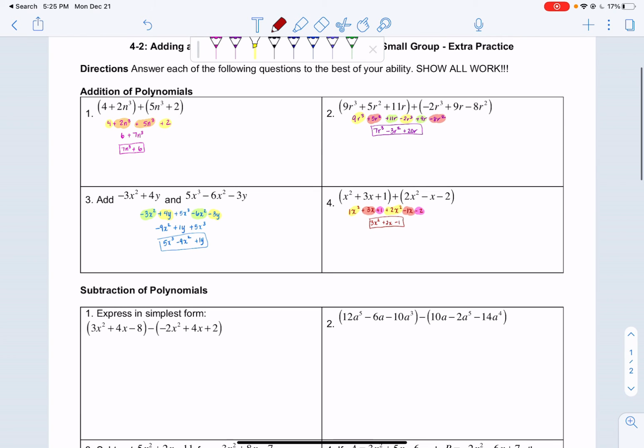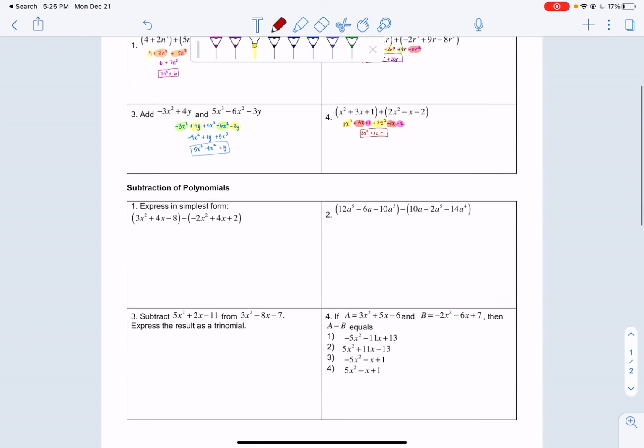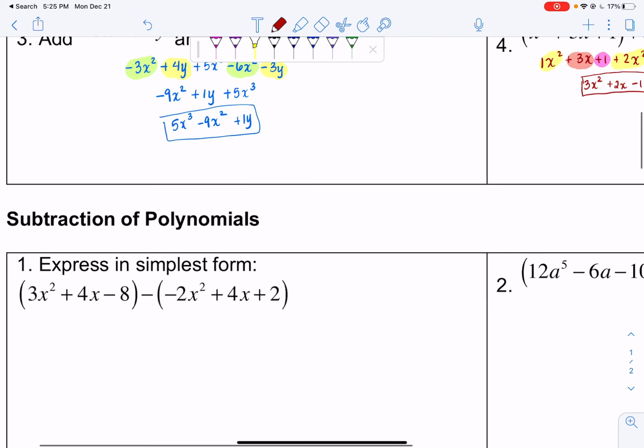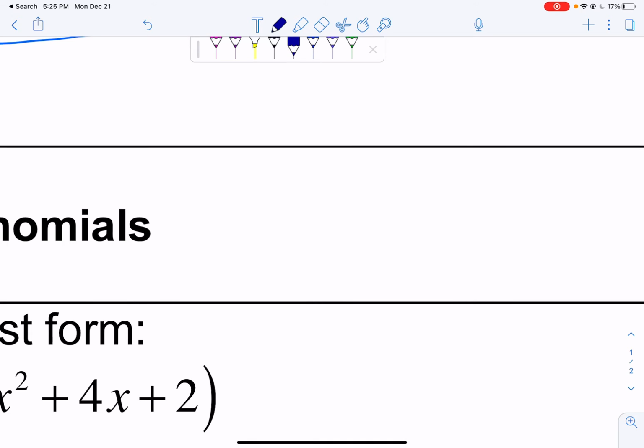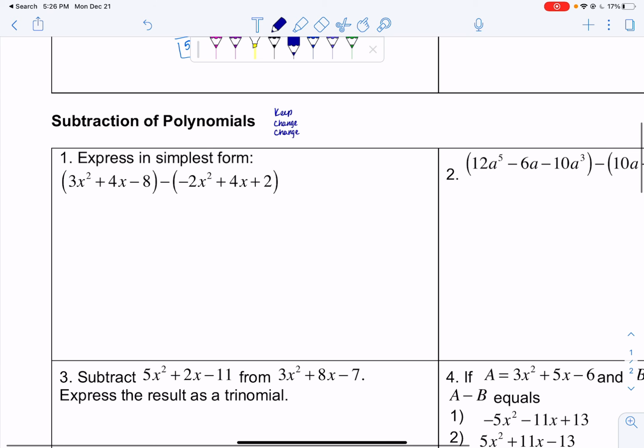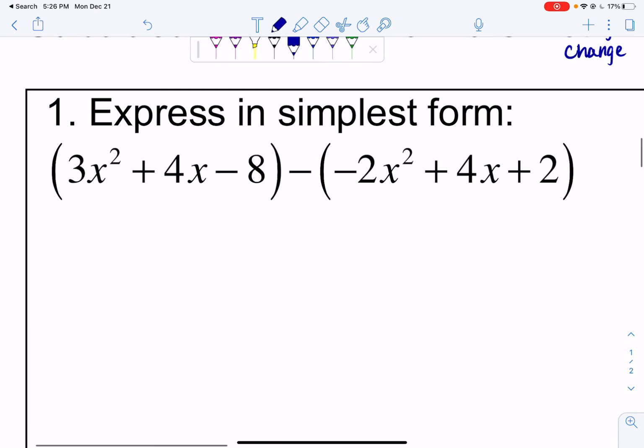Okay, so those were all addition examples. Now what we're going to do is we are going to do some subtraction. So whenever we do subtraction, we want to do keep, change, change. So we're going to change it into an addition problem and then just carry out all of our signs. So I keep my first expression the same. So I keep my 3x squared plus 4x minus 8.